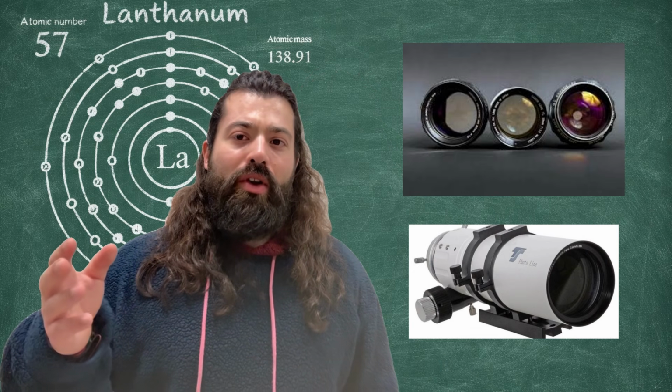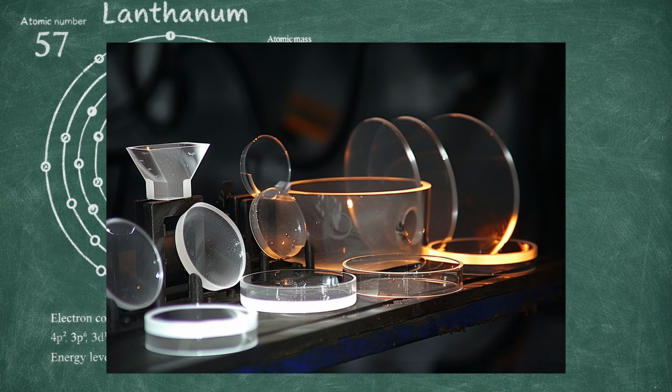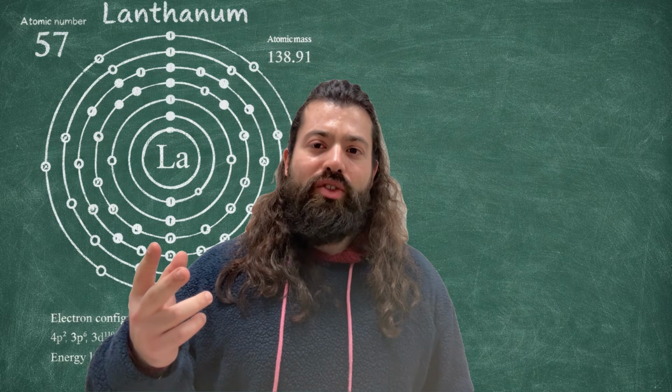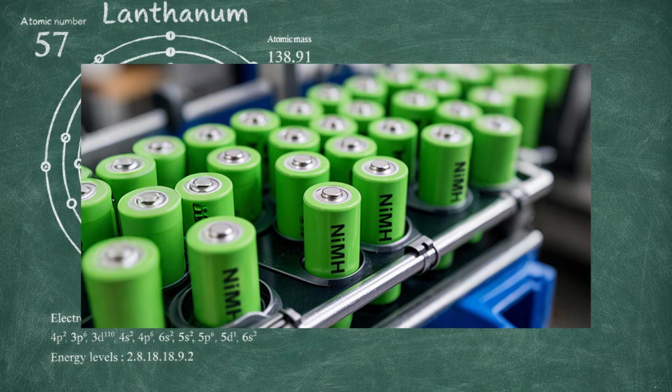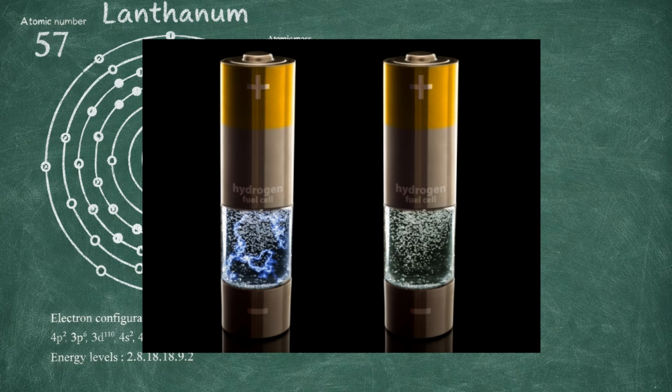For example, optical glass and camera lenses. It makes the glass clearer and better at focusing light, which helps us take better pictures. This is why high-end cameras and lenses often contain lanthanum. Another application of lanthanum is in hydrogen storage batteries. Lanthanum is used in nickel metal hydride batteries. These batteries are widely used in hybrid cars and rechargeable electronics. Lanthanum helps store hydrogen atoms inside the metal structure.